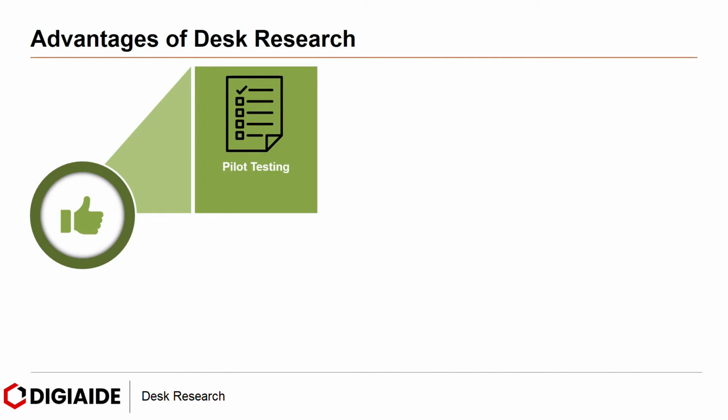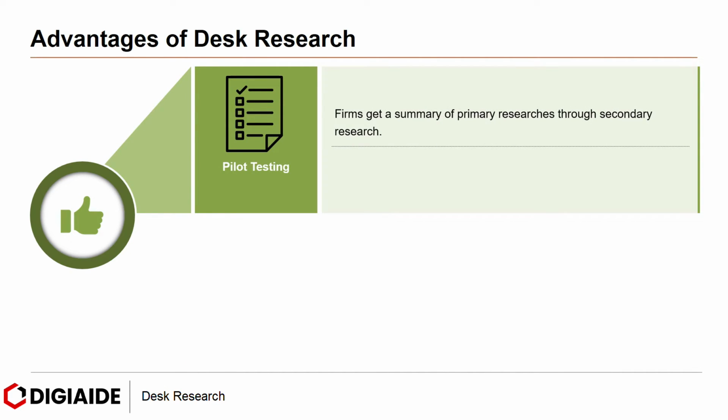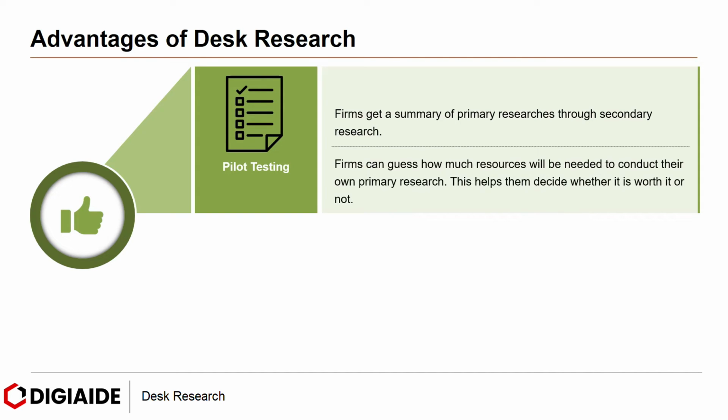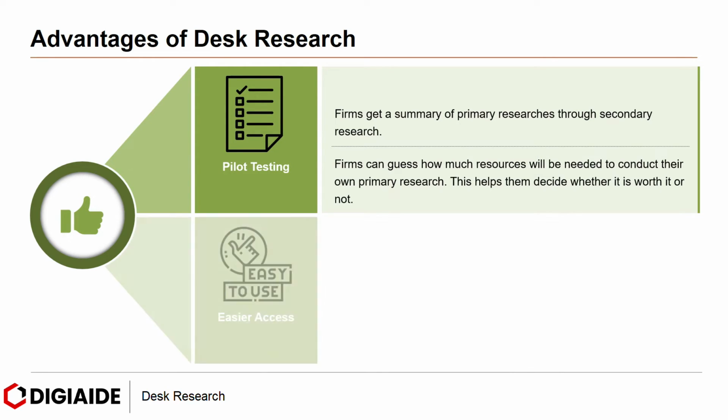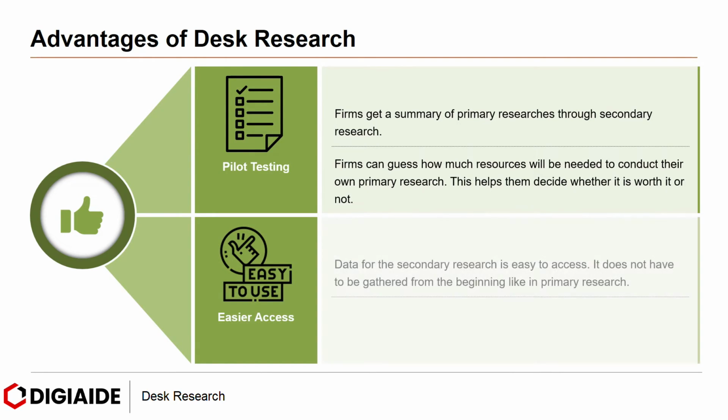Next, pilot testing. Firms get a summary of primary researches through secondary research. Firms can guess how much resources will be needed to conduct their own primary research. This helps them decide whether it is worth it or not. And finally, easier access. Data for the secondary research is easy to access. It does not have to be gathered from the beginning like in primary research. Multiple sources can provide this information.